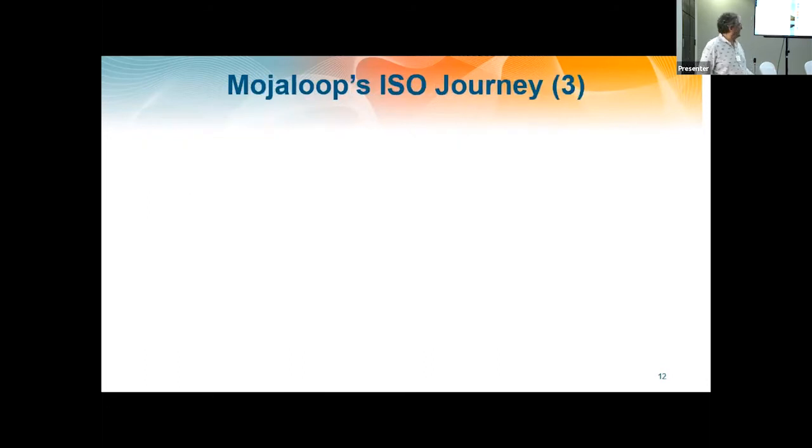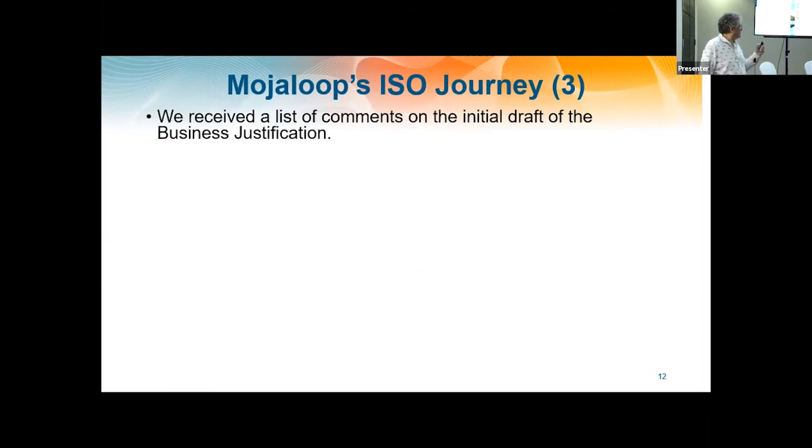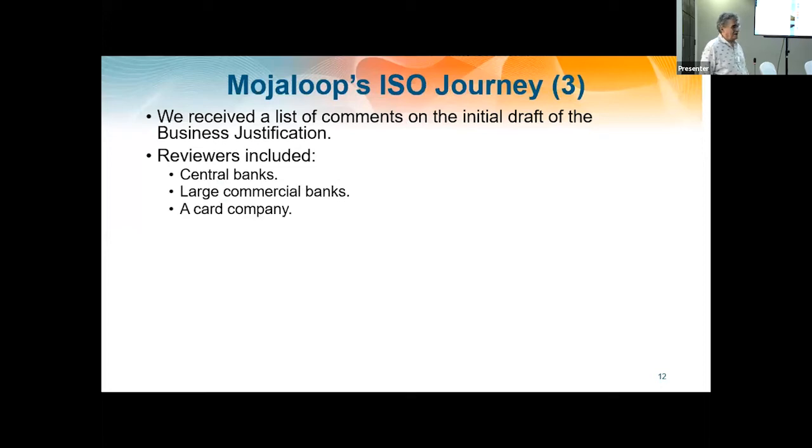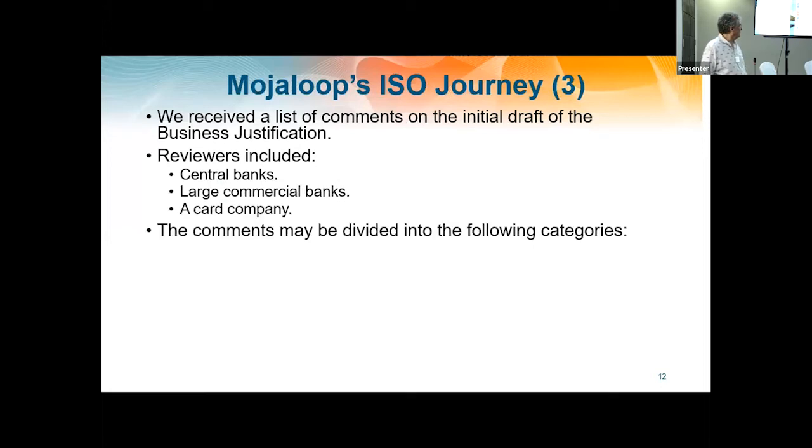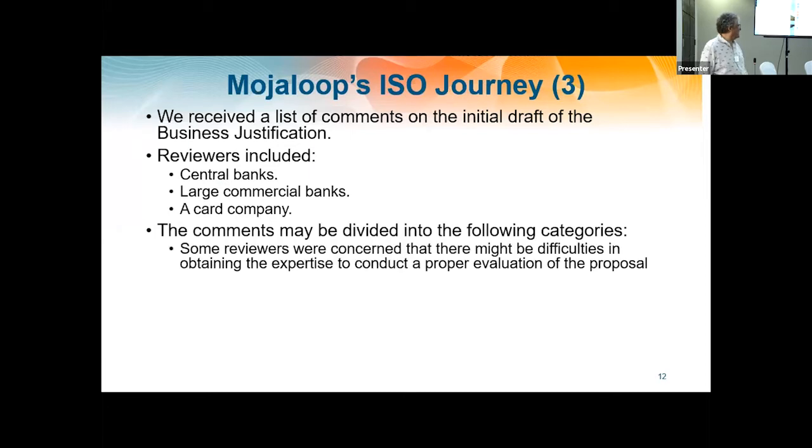Back to our journey. So we received, fortunately, a list of comments on the initial draft. The reviewers included central banks, large commercial banks, a card company. That's it. And really, the comments fell into the following categories. So some people were concerned that there might be difficulties in obtaining the expertise to evaluate the proposal. I'll come back to that. Well, it's a valid thing.